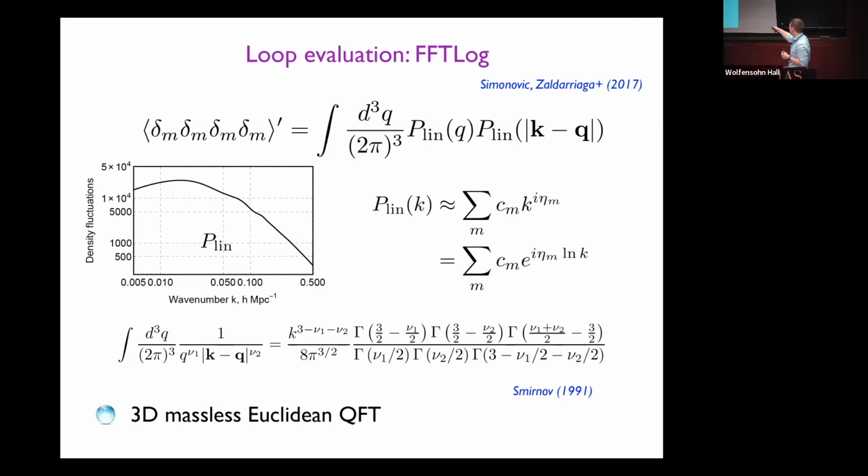So once you plug this expansion back into your loop integral, you are going to find this expression. And this is something that I'm sure people in this community know from kindergarten. This is one of the standard integrals that you can find in textbooks. So this is a three-dimensional massless Euclidean QFT integral for general scaling dimensions. And you can do this integral and obtain the result in terms of gamma functions. So this seems like a very trivial, very simple result.